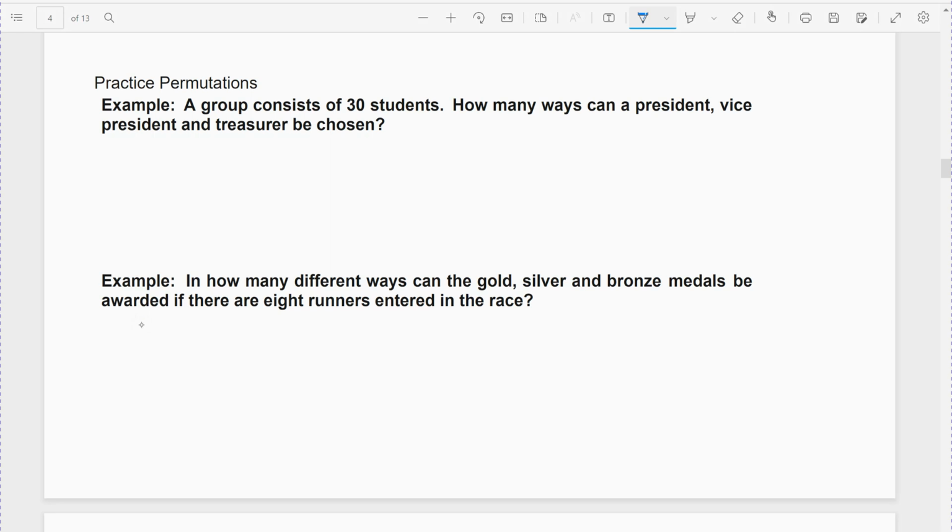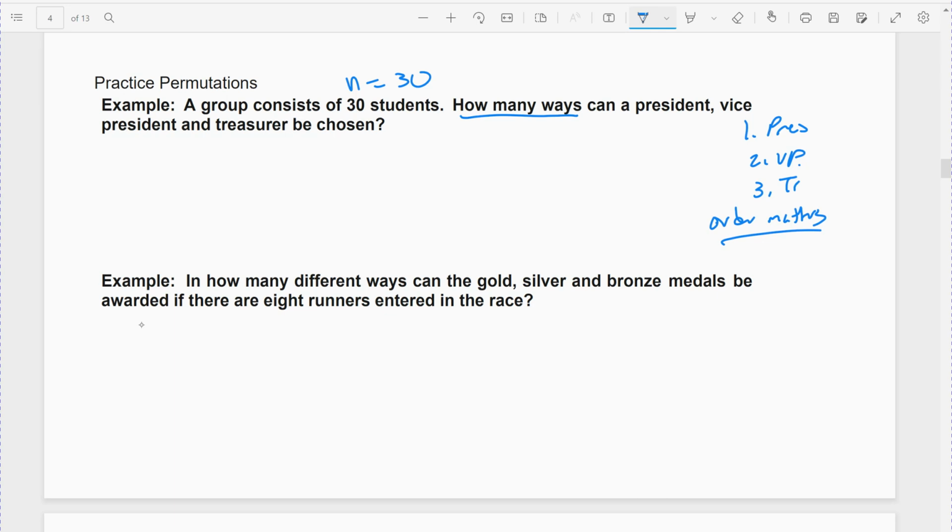Alright, so the first example, we have a group of 30 students. That's N, right? 30 students. How many ways, so we're counting, can a president, vice president, and treasurer be chosen? So this is a lot like the first example I did, right? Since there's a rank. Position 1 was president. Position 2, vice president. Position 3, treasurer. It's different which position you're picked for, which order you're picked in. And so order matters.